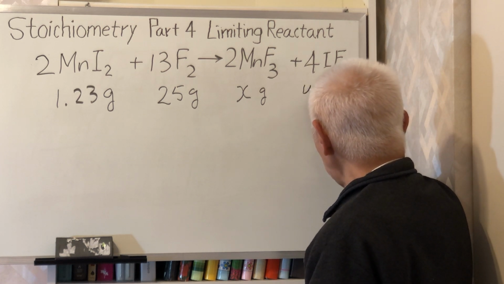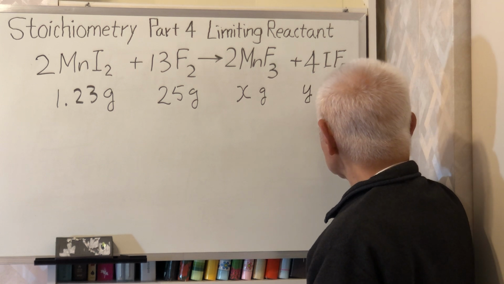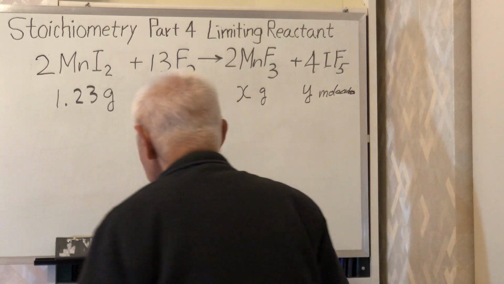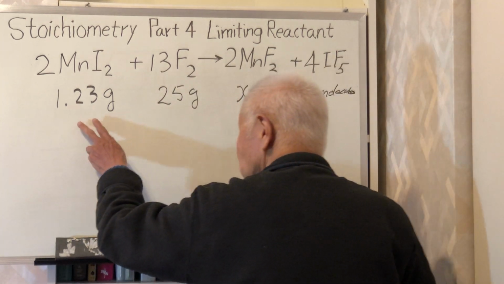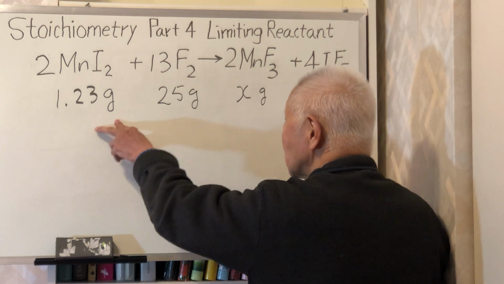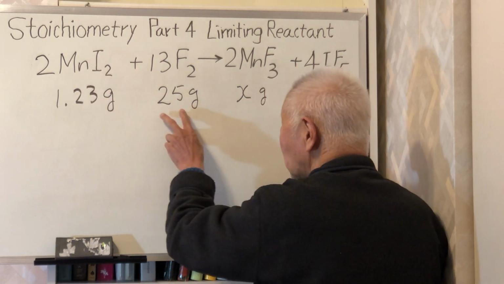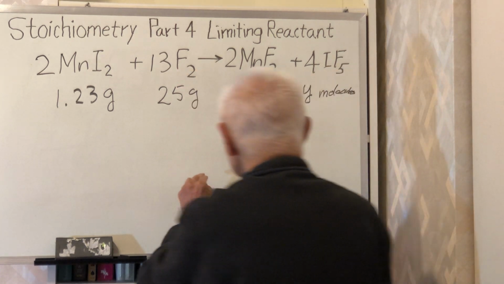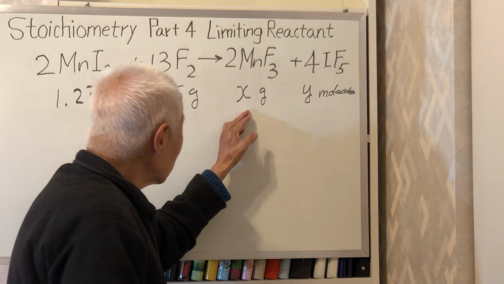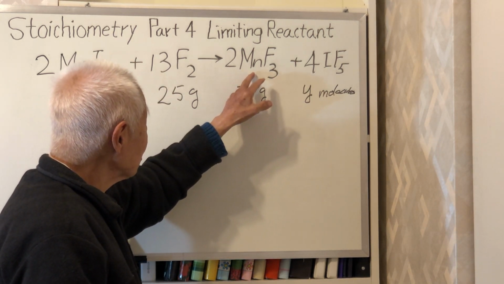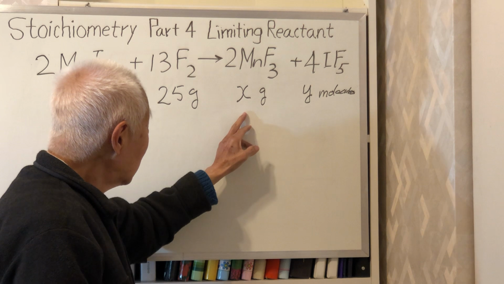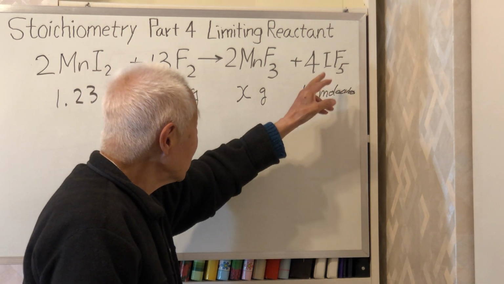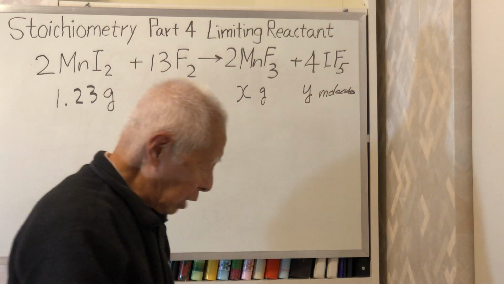So I can use Y molecules. Okay. I have this many grams of this compound. I have this many grams of this fluorine. My question is how many grams I can produce of manganese fluoride and how many molecules I produce for iodine fluoride. Okay.